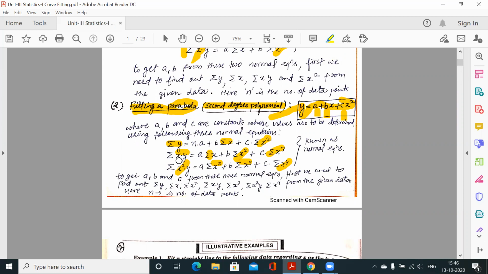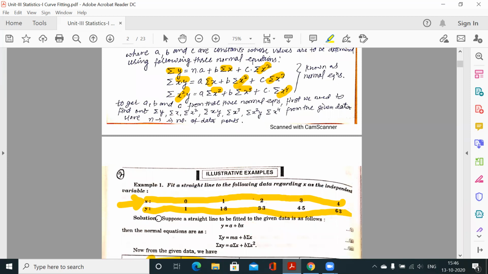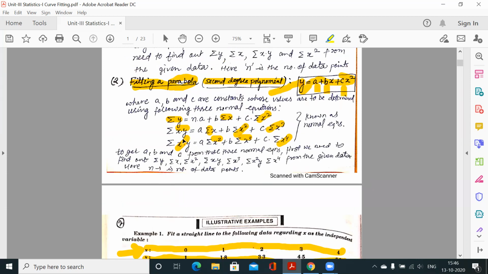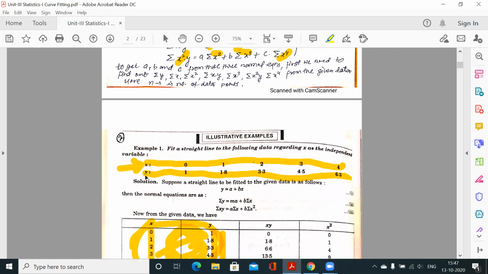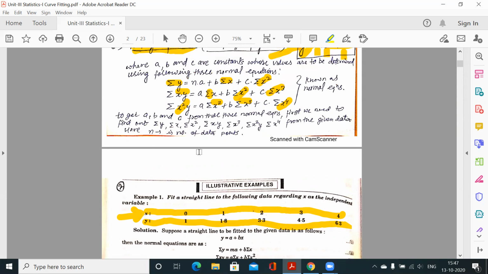Similarly, for x dot y, first we find x dot y: this into this, this into this, and so on, and then the summation. Similarly for x square y, first we calculate x square: 0 square, 1 square, 2 square, 3 square, 4 square. We get one column of x square, then multiply that column by the y values. So in this way we will get this summation.